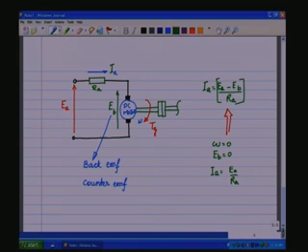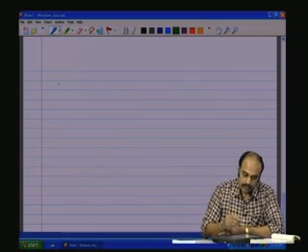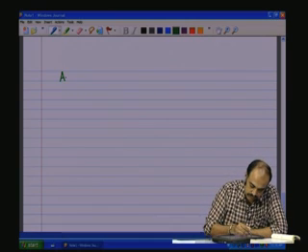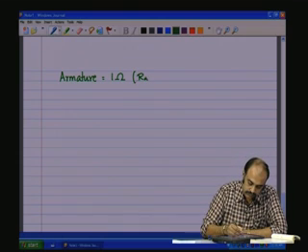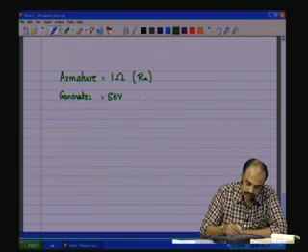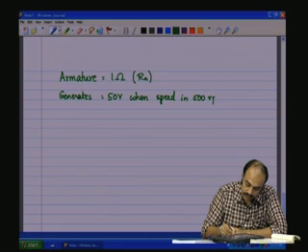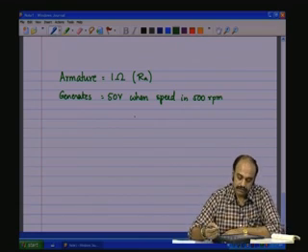So, to understand this, let us work out a small example. Let us say the armature has a resistance of 1 ohm. This is RA. And the machine generates 50 volts when the speed is 500 RPM. What it means is, if the machine is used as a generator, it would at its brushes generate 50 volts when the speed is 500 RPM.